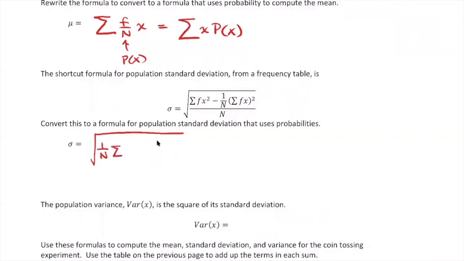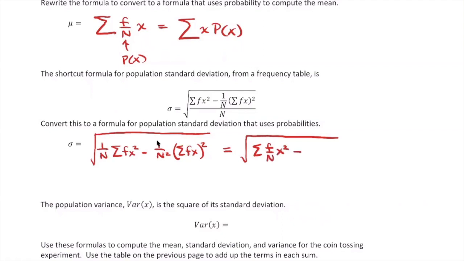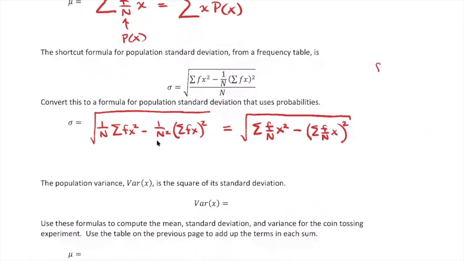You've got the sum of fx squared, and then minus a 1 over n also divided by another n becomes a 1 over n squared sum. Oh, this is in parentheses, my bad. Sum of fx quantity squared, like that. And you could rewrite this way. Instead of having 1 over n, you can multiply that through with the distributive property and do f over n times x squared, minus, watch what I do here, that n is being squared and the sum is being squared, so I can put it inside this way. I can do the sum of f over n x and that quantity squared, like that. And then remembering that f over n is just P of x.